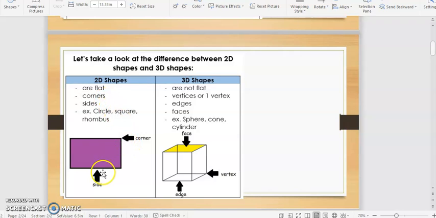2D shapes have corners. You can see one corner, second corner, third corner, and the fourth corner. Whereas 3D shapes have vertex or vertices. 2D shapes have sides 1, 2, 3, and 4. Whereas 3D shapes have edges 1, 2, 3, 4, 5, 6, 7, 8, 9, 10, 11, and 12. For example, sphere, cone, cylinder, cube, cuboid.